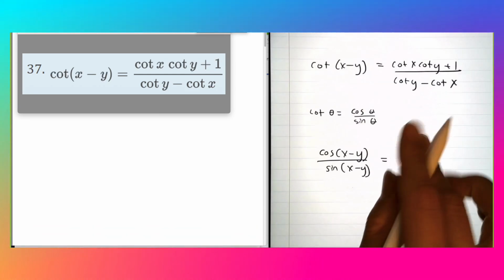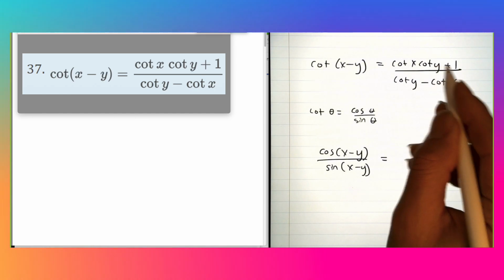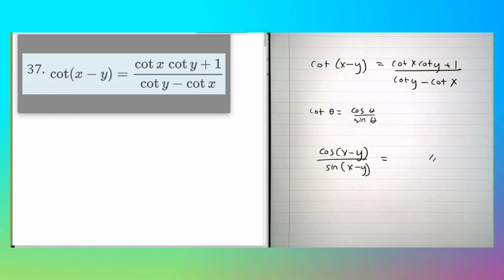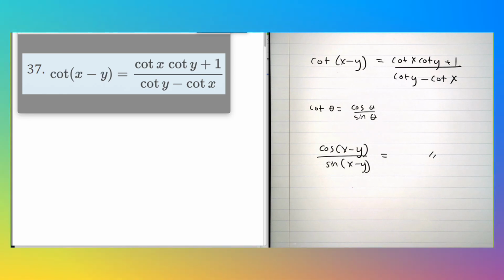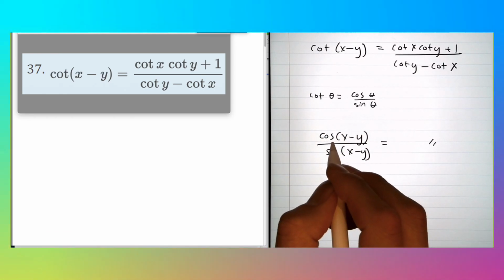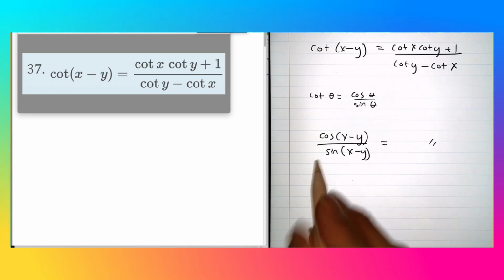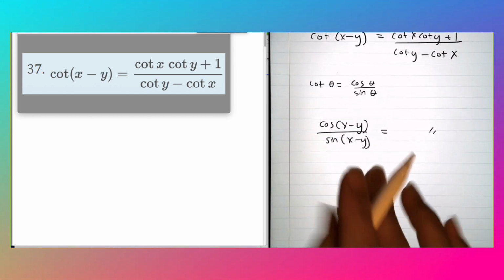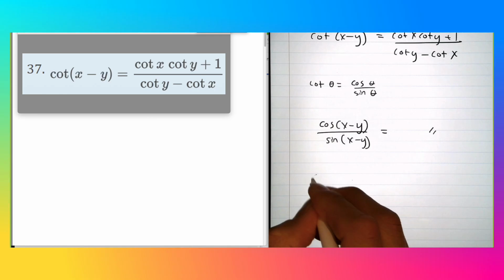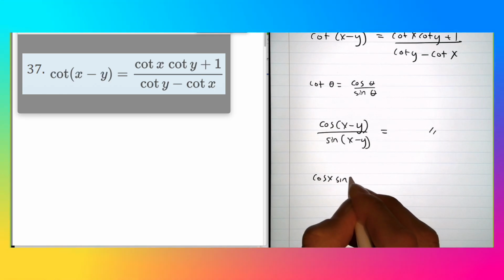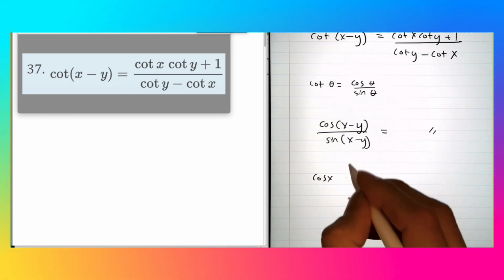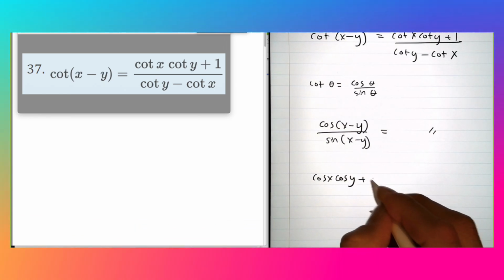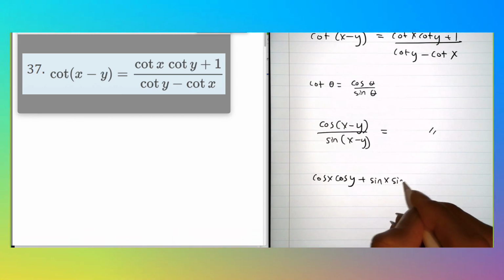If you look at the top here, we have cotangent x, cotangent y plus 1, over cotangent y minus cotangent x. Very similar to a tangent formula, except it's kind of flipped and we have a different sign. So what we can do is expand out cosine and sine using the difference of angles formula. Starting with the top, we have cosine x, cosine of y plus sine of x, sine of y.